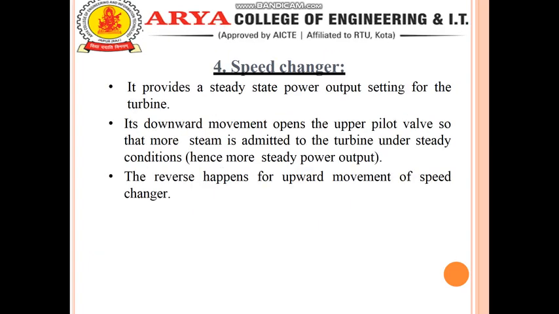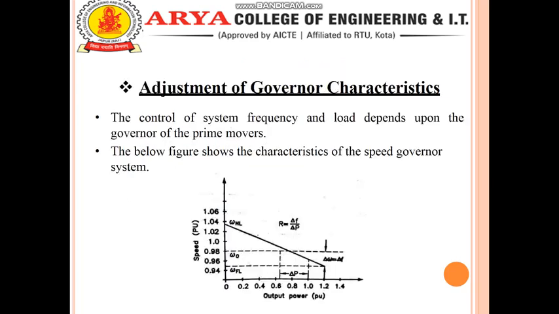The fourth one is the speed changer. It provides a steady state power output setting for the turbine. A downward movement opens the upper pilot valve so that more steam is admitted to the turbine under steady state condition. Hence, more steady state power output. The reverse happens for upward movement of the speed changer.